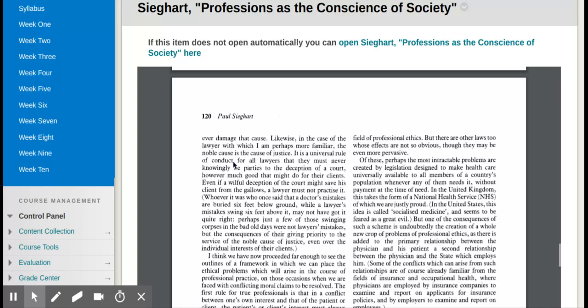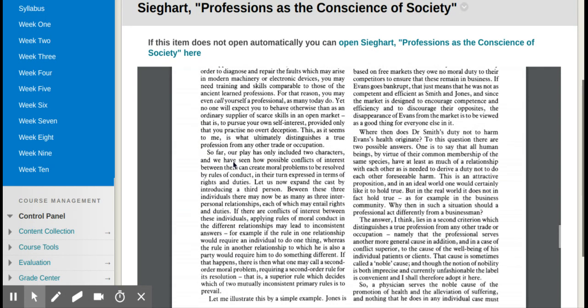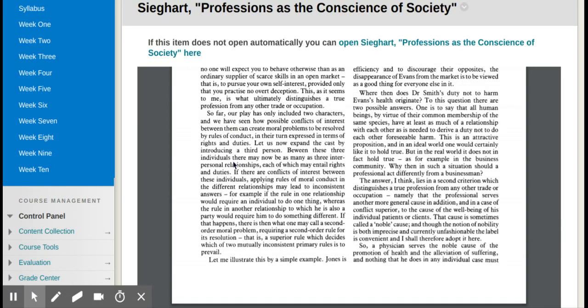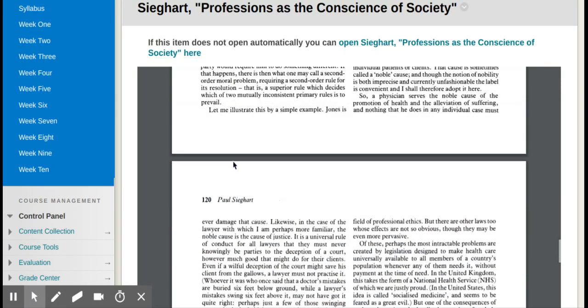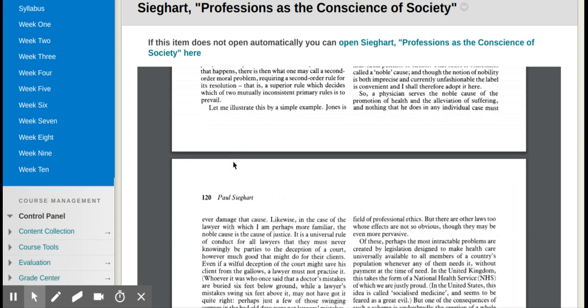And he gives a strange scenario of the doctor who knows that he could help his patient if he poisoned somebody who was bothering his patient, which of course he couldn't do. And Sieghart suggests that that's because it would violate the noble cause of medicine, which is health, the promotion of health. Poisoning somebody, even if it would help your client, would violate that noble cause. And it suggests that there are different noble causes for different professions.